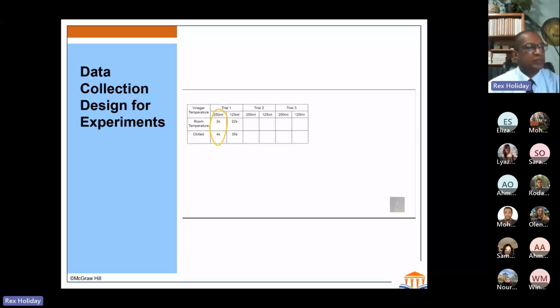I can also see that while it took 35 seconds for our chilled baking soda and vinegar to bubble all the way up and then come all the way down to that 125 milliliter mark, it took only 22 seconds for the room temperature baking soda and vinegar to do the same thing. There's one other helpful thing I think we can take from this data.